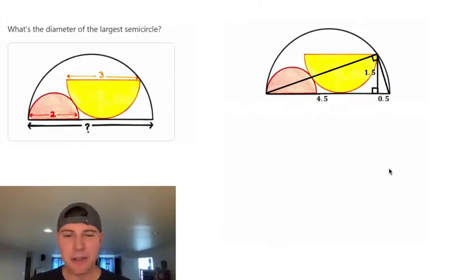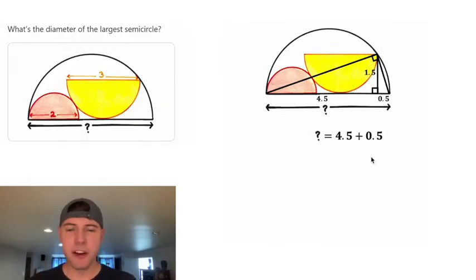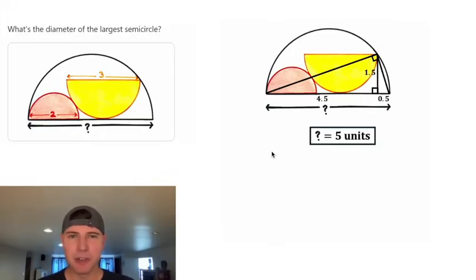And we now have everything we need to solve for the question mark. The question mark is equal to 4.5 plus 0.5. And 4.5 plus 0.5 is equal to 5. Let's give it a label of units and put a box around it. So it turns out the initial estimate of 5 was correct. How exciting.